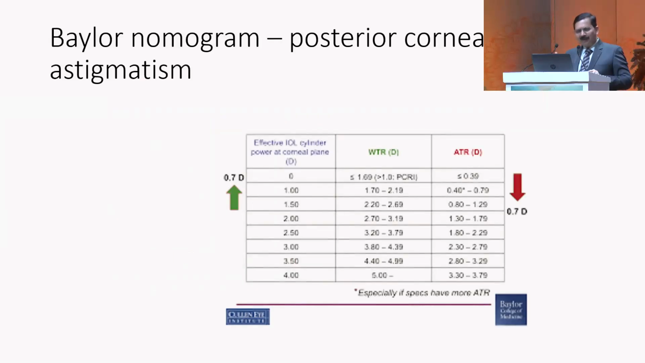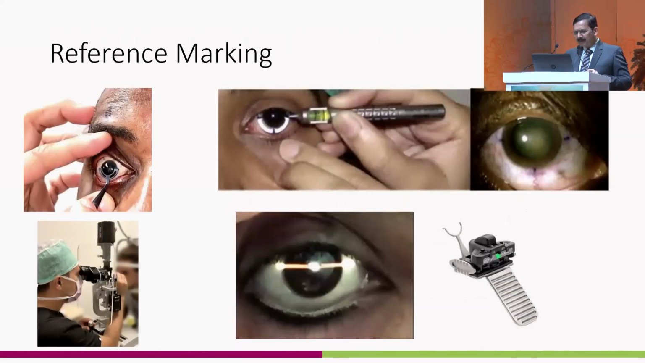And then the Baylis nomogram, of course, Dr. Douglas Koch is here, and he and his team have given this particular thing where the topography can give us posterior corneal astigmatism. In case it is anterior with-the-rule astigmatism, jump up by 0.7 diopters. In case it is against-the-rule astigmatism, jump down by 0.7 diopters.